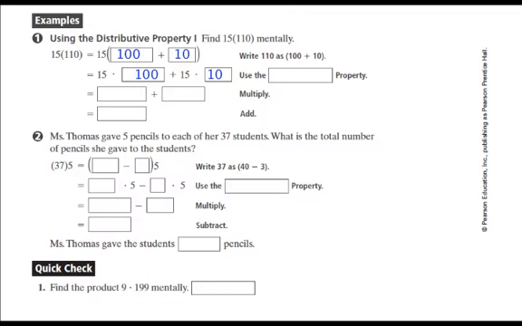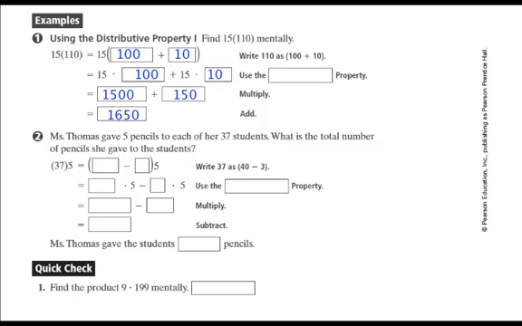15 times 100 is 1,500. 15 times 10 is 150. When you add those two together, you get 1,650. Let's take a look at example 2.